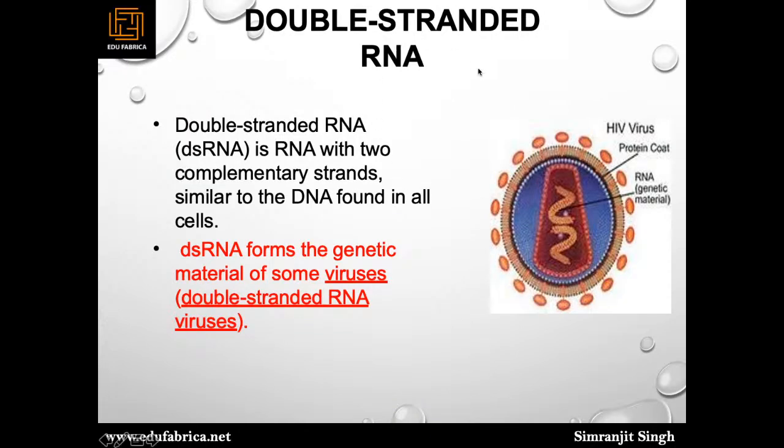There is also double-stranded RNA, which is called dsRNA, which has complementary strands similar to the DNA found in all cells. They are mostly present in viruses. Here we can see some protein codes, these spike proteins. This is the RNA, the genetic material inside of it, present in the form of double-stranded RNA here.